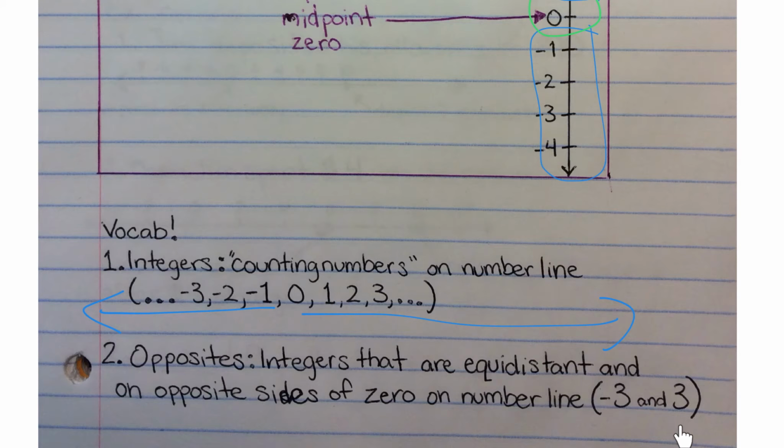So -3 and 3 are opposites because they are equidistant from 0. -3 is 3 spaces to the left, +3 is 3 spaces to the right, and they are on opposite sides of 0. We can even use those exact examples right up here in our number lines. So -3 is on this side and it's 3 spaces away, +3 is on this side, and it's 3 spaces away. They're on opposite sides, equidistant. Those are opposites. That's really all we have for the first lesson of Module 3.